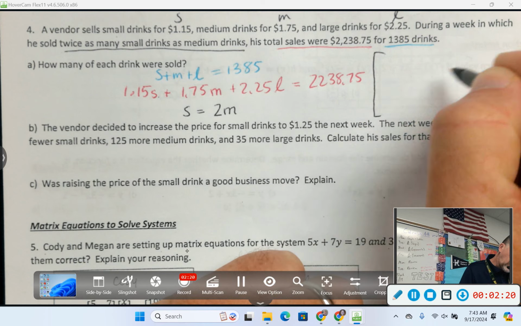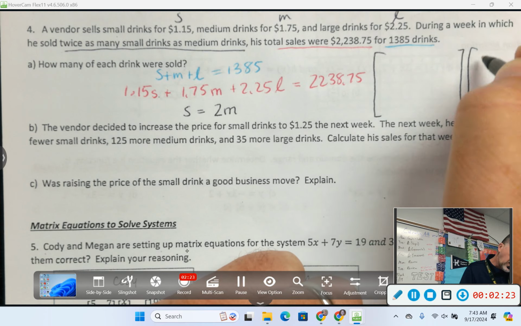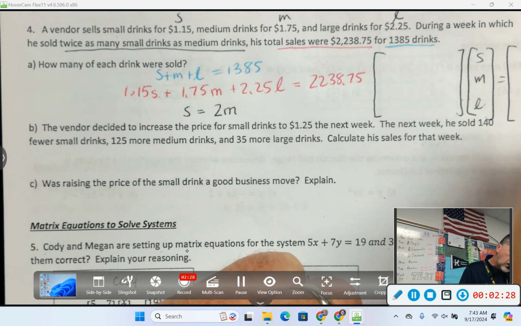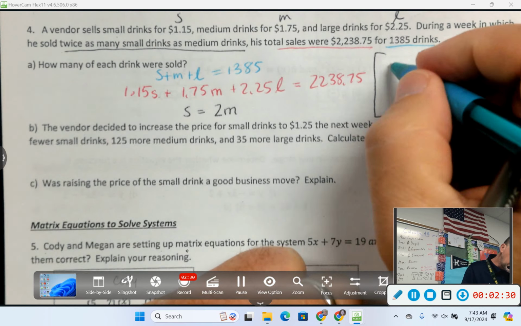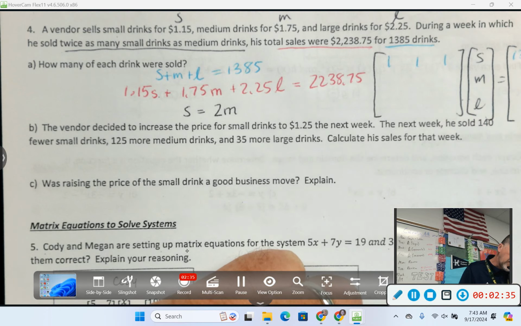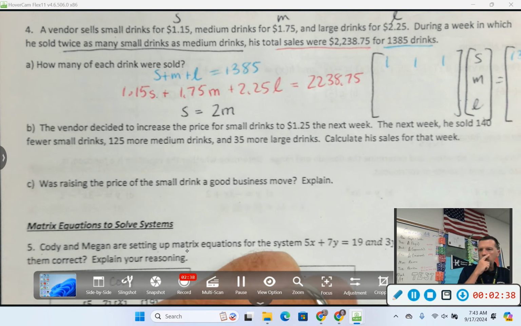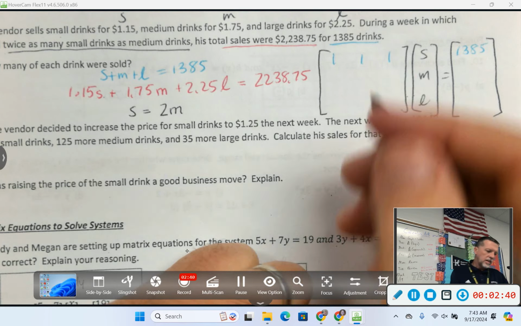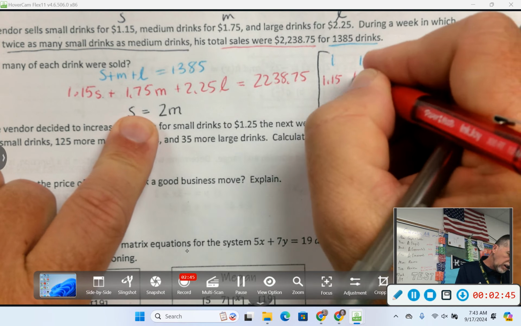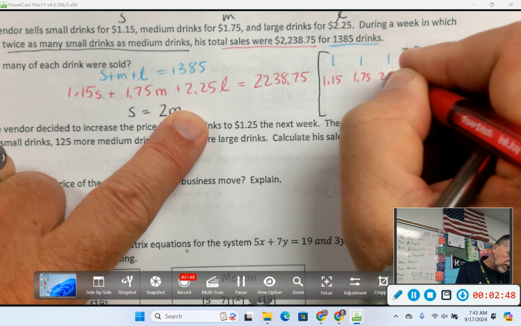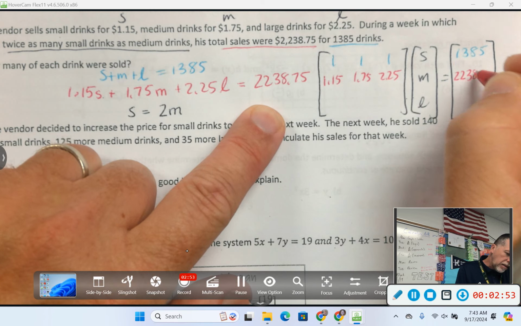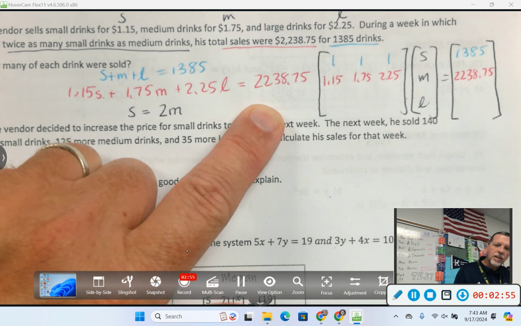Okay, so let's see if we can matricize this. How's that for a word? So 1 1 1, that's an easy one. And that equaled 1385. That's the total number of drinks the guy sold. The next line is pretty easy. It's in order as well. So $1.15, $1.75, $2.25. And I probably didn't make my matrix large enough to fit the dollar amount there.